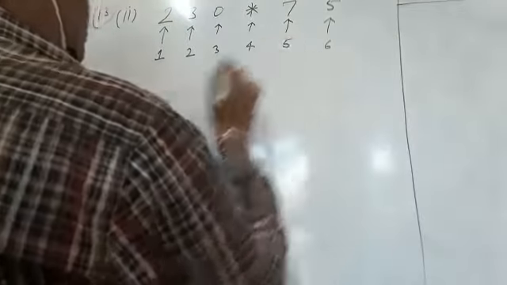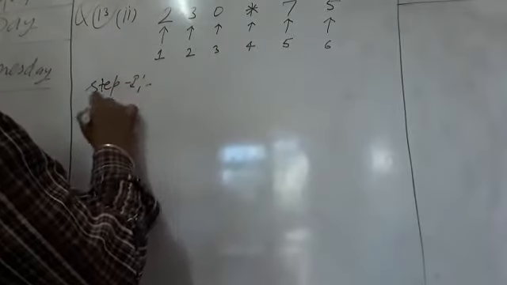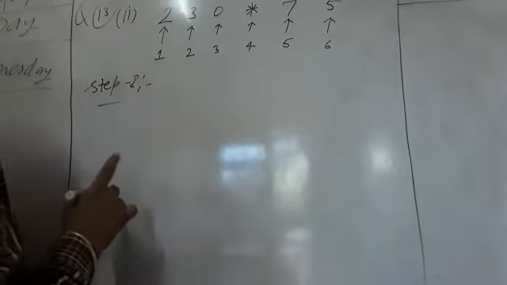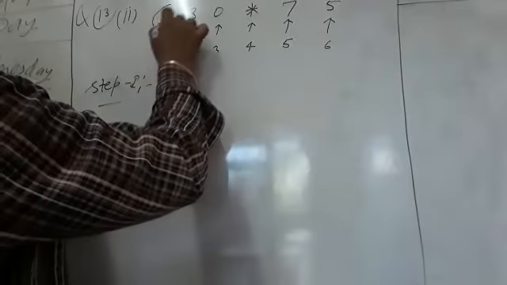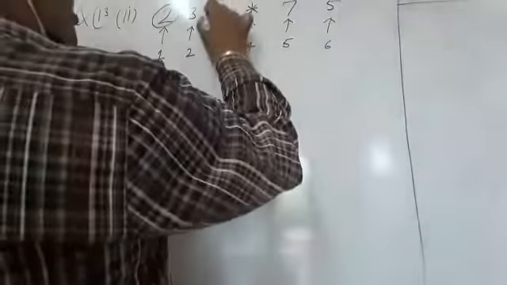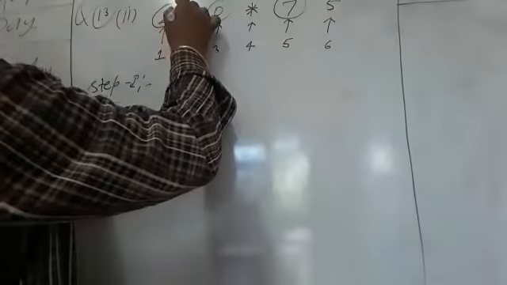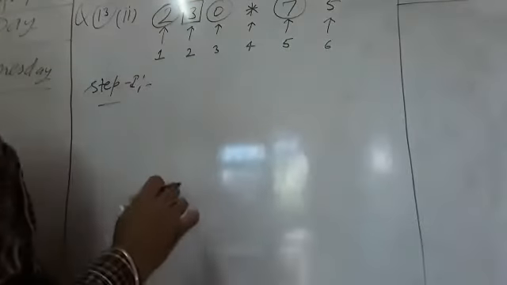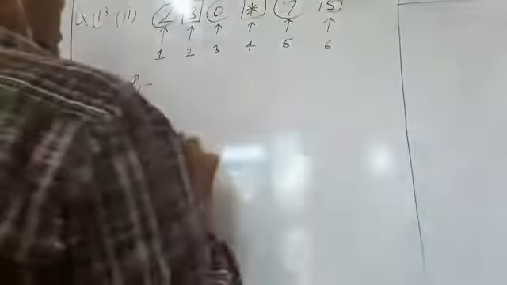Now first of all, step 1. In step 1, you know very well, we are taking odd positions, odd places. I circle the odd places, and I put a rectangle around the even places to understand clearly.